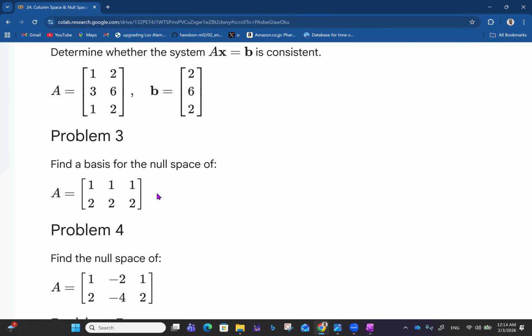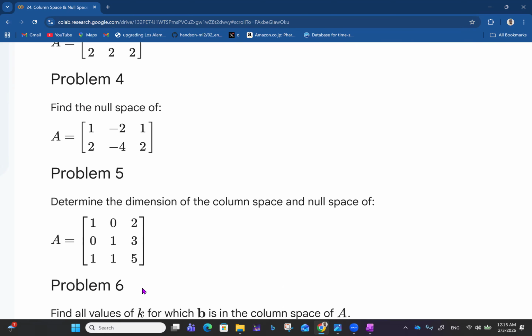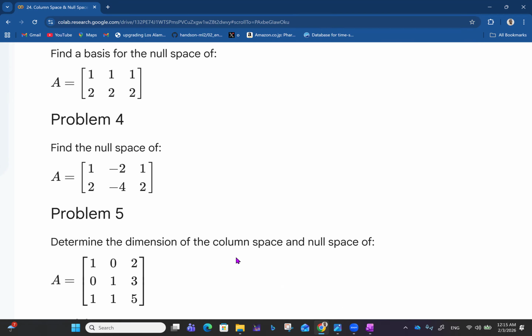So problems 3 and 4, find the basis for the null space of A. Of course, this is twice this now, so you just have a span of 1, 2, if you're looking at this. Same, we have a lot of that happening all over the place. Determine the dimension of the column space and null space of this. I think we saw the case of basis and dimension in the last video, video 23. You want to check that out.